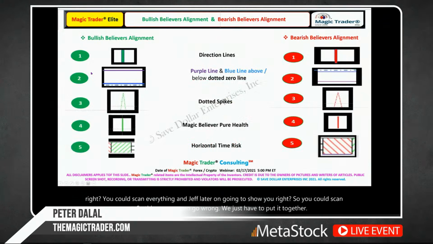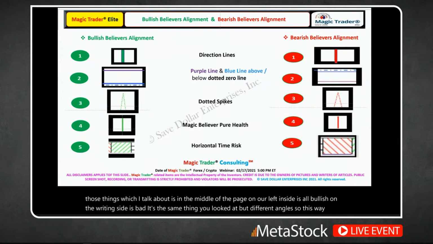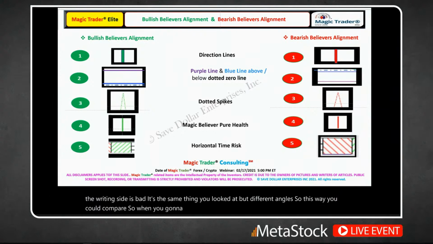Now, I compare both sides side by side so people have another chance to visualize again. All the things I talk about are in the middle of the page. On the left-hand side is all bullish. On the right-hand side is bearish. It's the same thing you looked at, but from different angles, so this way you can compare. So when you go on a chart, what do you have to look for? Very simple.